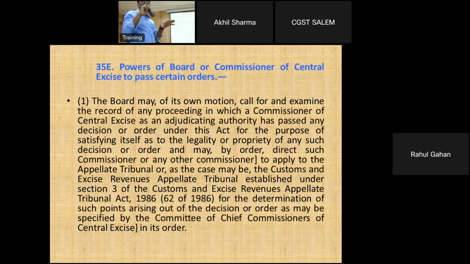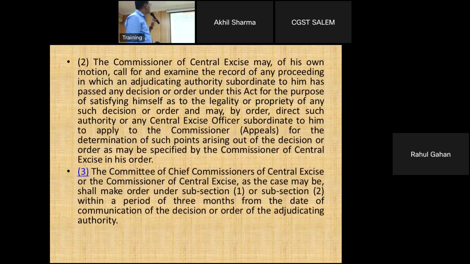If it is a central excise or service tax order, even if it is a superior order, the commissioner has to decide. The commissioner has to decide, and it will file an appeal to the appellate tribunal. Wherever it is there, customs and excise revenue appellate authority established under section 3. This is all done. This establishment, everything they are saying, we call it system. Subordinate to him to apply to the commissioner appeals for determination of such points. For example, if it is a joint commissioner, ADC or AC order, it will go to commissioner appeals.